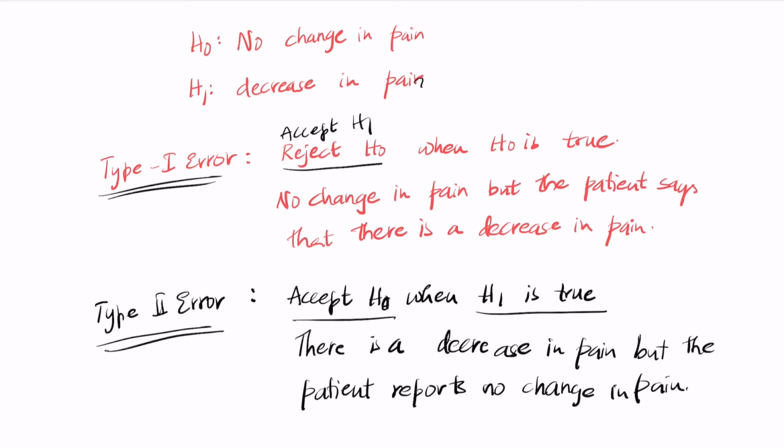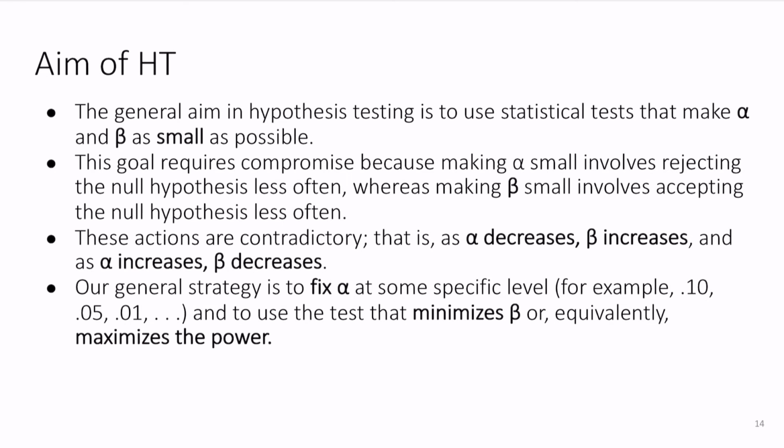Right? So this is the idea behind hypothesis testing, type 1 and type 2 errors, and finally the power of the test. Now, what is the aim in hypothesis testing? We use statistical tests to make sure that alpha and beta are as small as possible. So we have to reduce them to such a low level that they do not have any level of acceptance in the structure and they do not influence the actual hypothesis.